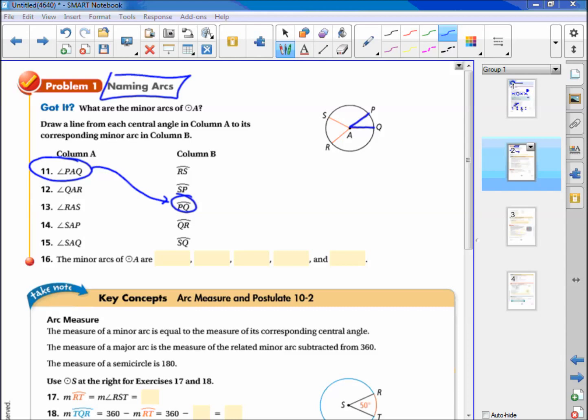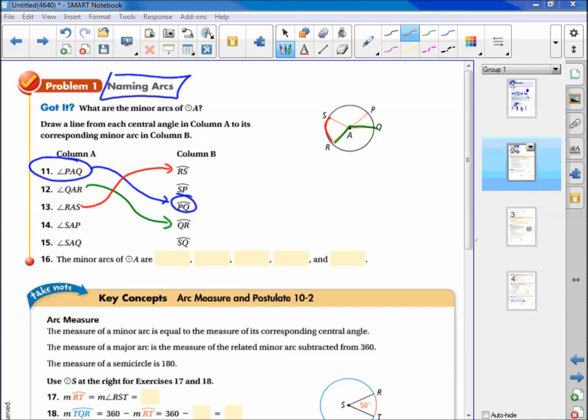All right, QAR, the central angle is here, QAR. So the minor arc that goes with QAR is going to be QR or RQ, but QR is the one that they showed for the name of. Okay, so remember we can name an arc either way using whichever points we want to begin with. So QR or RQ are the same arc. All right, so RAS is the central angle, and that means we're going to be talking about this arc right here. So SR will be ours, but in this case it's named RS. Okay.